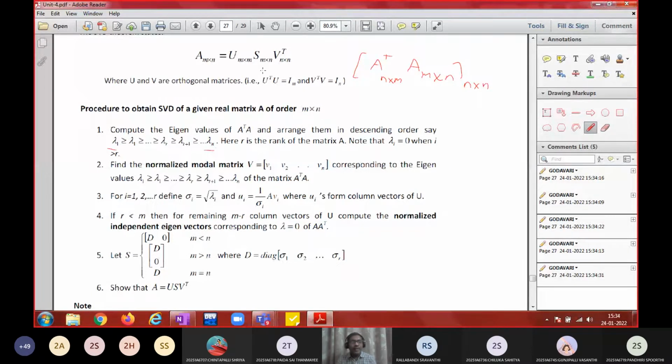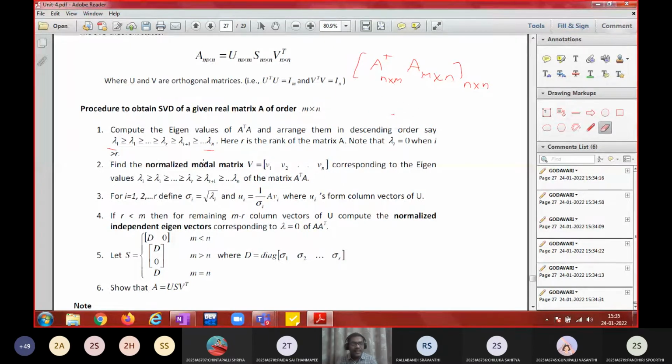So you compute the matrix A transpose into A, which is a matrix of order n, and it will have n eigenvalues. Arrange those eigenvalues in decreasing order. Suppose you are having 6, 7, 2, then arrange them as 7, 6, 2 like this. So you arrange the eigenvalues in decreasing order.